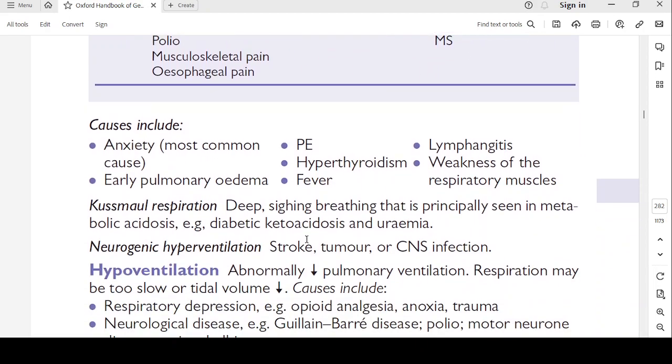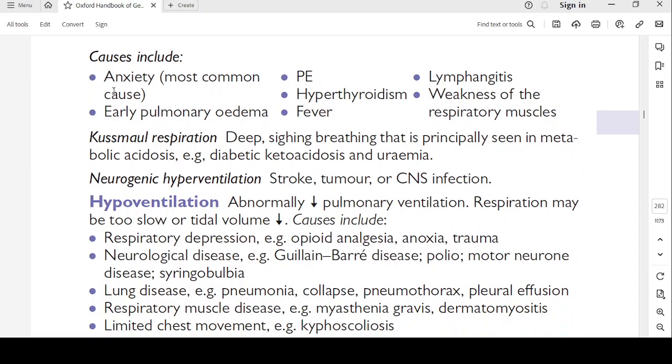Causes of hyperventilation include anxiety. Most common cause, early pulmonary edema, pulmonary embolism, hyperthyroidism, fever, lymphangitis, weakness of the respiratory muscles. Kussmaul's respiration is a deep sighing type of breathing, principally seen in metabolic acidosis, for example diabetic ketoacidosis and uremia. Neurogenic hyperventilation: when there is a stroke, tumor or CNS infection, then there is neurogenic hyperventilation.